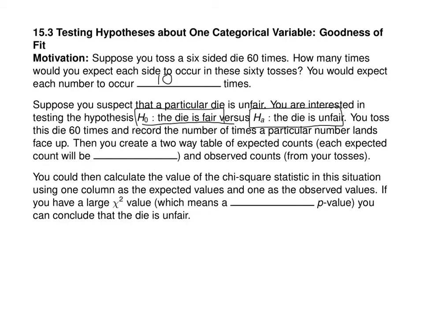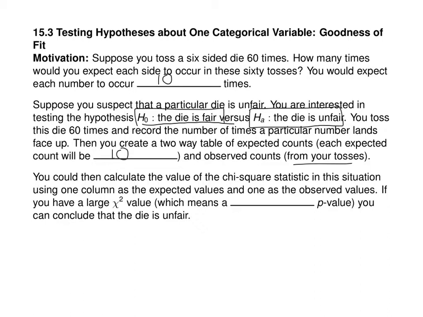And then you create a two-way table of expected counts. Each expected count is going to be the same. They're going to be 10, the same thing we had up there. And the observed counts are what you have from your tosses. And you're going to check, are these observed counts different enough from what you expect that you can conclude that something is actually going on? In other words, reject H0, accept HA.